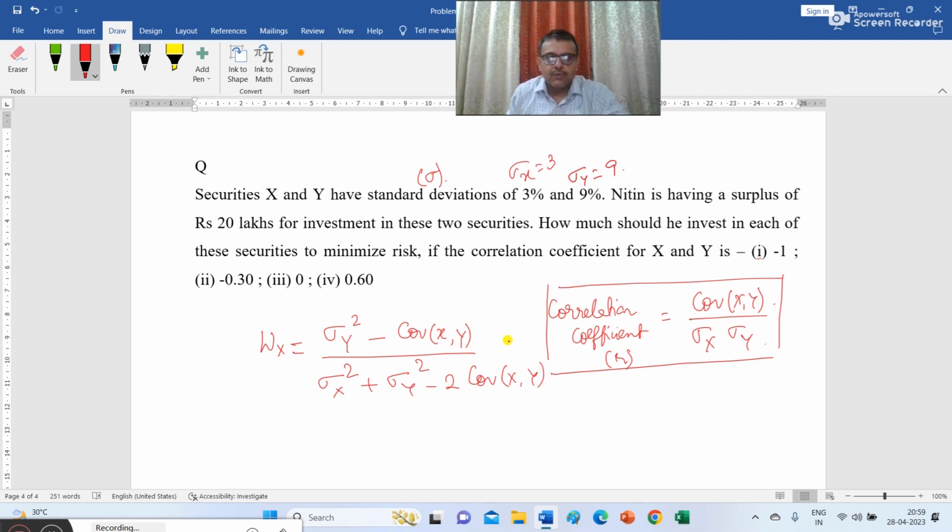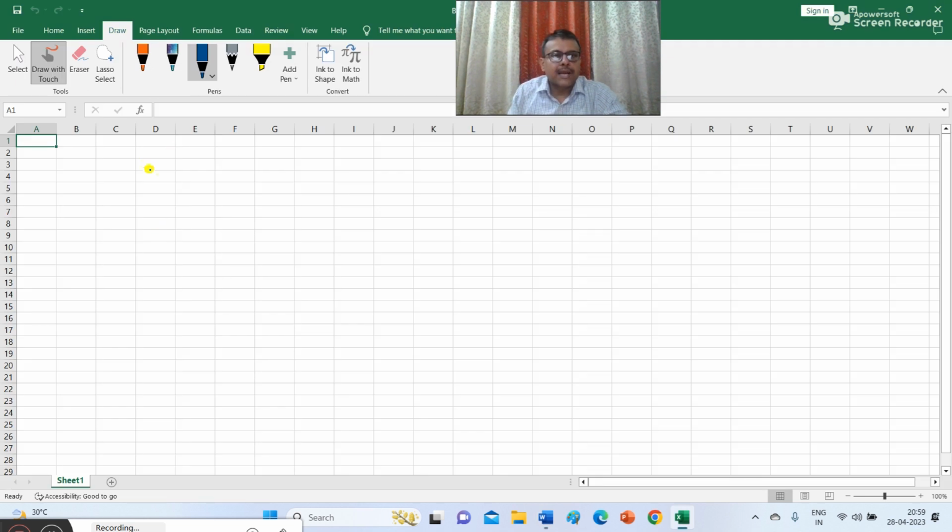So let us proceed with the solution. Here I am writing the information which is given. Sigma X is equal to 3%. Sigma Y is given as 9%. And we have four situations. Situation 1, you can write it here. Then below I am writing 2, 3, and 4.